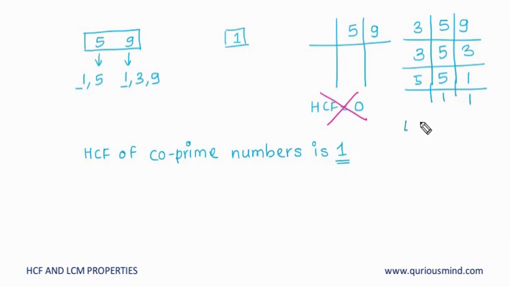And the LCM in this case would be 3 into 3 into 5, which is the same as 9 into 5. I'll write one additional step here, 9 into 5. And what do we see? We see that the numbers themselves are repeating here. We were finding the LCM of 5 and 9, and they are present here, being multiplied. So we can conclude that LCM of coprime numbers is the product of those numbers.